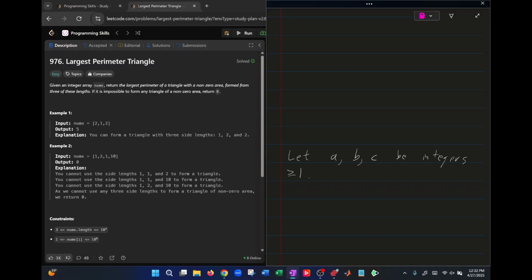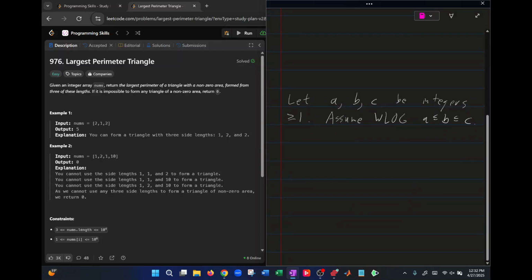Now, let's assume, without loss of generality, that A is less than or equal to B is less than or equal to C, because we could just rename the 3 integers to make sure that this is the case. Okay, so given 3 positive integers, with C being the largest, when can we form a triangle whose side lengths are equal to these 3?